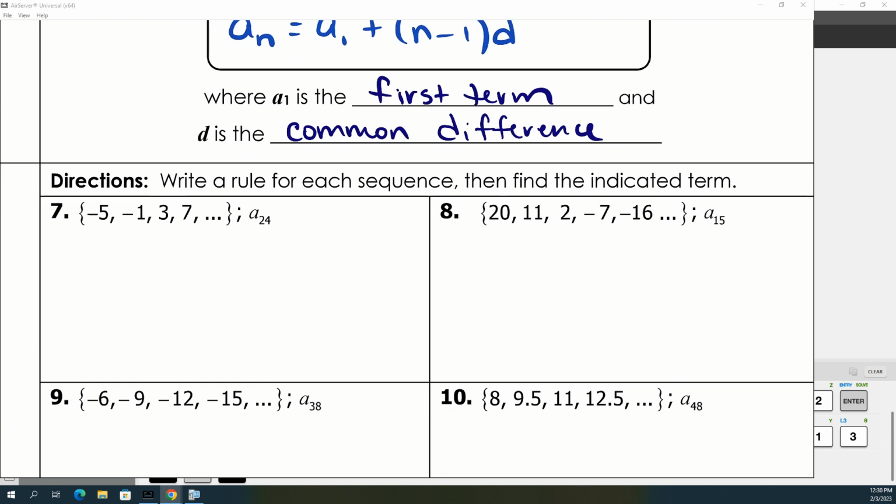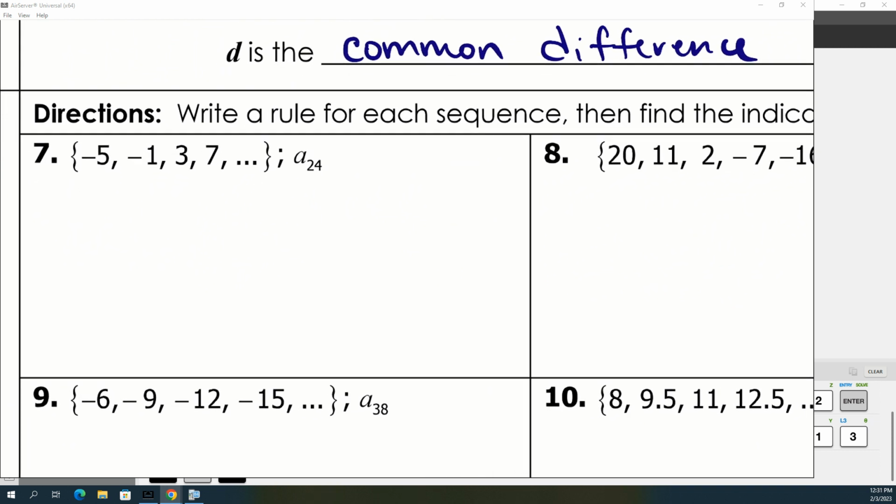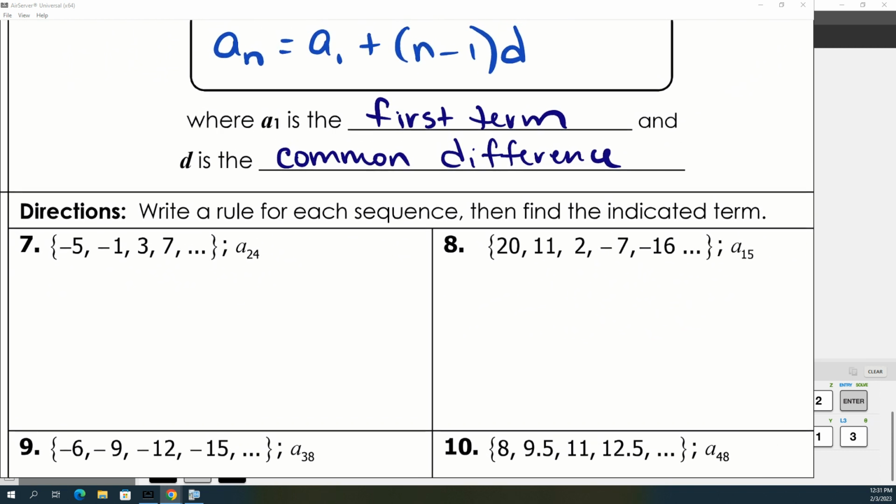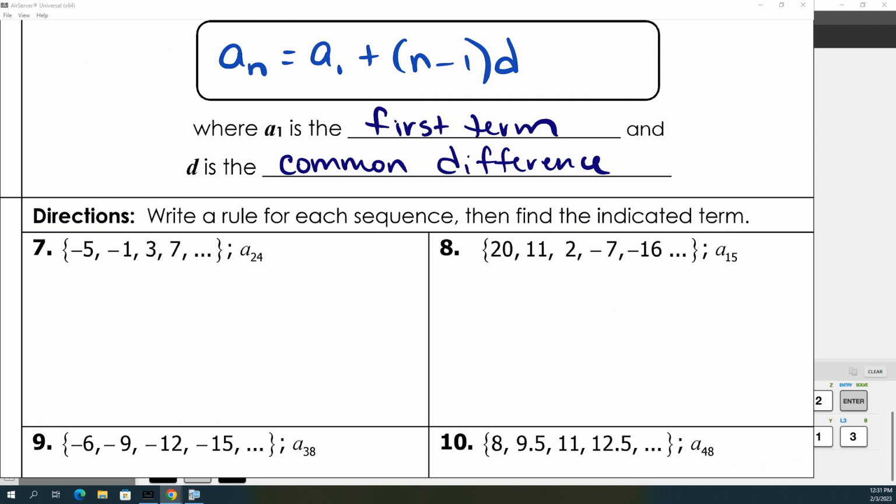Okay, now we're not going to do all of these examples. We're just going to skip around a little bit, but we are going to do number 7. So I'm going to put the formula up at the top. All right, so we need two things to be able to write this rule. We need the first term, which you can just look at the list and see the first term is -5. And we need the common difference.